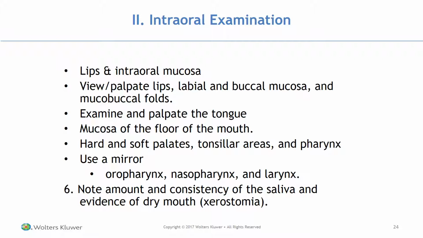Examine the hard and soft tissues in the tonsillar area and the pharynx. Use a mirror to observe the oropharynx and the nasopharynx and larynx. Note amount and consistency of saliva, evidence if there's a dry mouth. Okay, so if you notice any xerostomia, you want to make sure that that is noted.